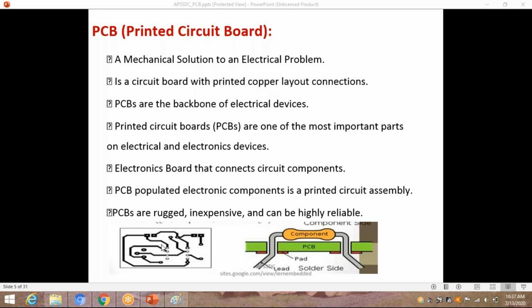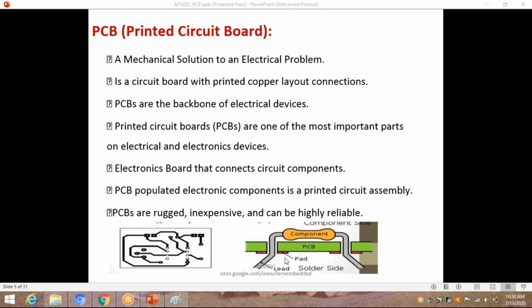Okay, guys. You can observe the images. These are called the copper layout connections between components. Components are nothing but electronics like resistors, capacitors, and so on. On the right side, you can observe a diagram of a resistor placed on a PCB. Here you can observe some of the indications. The component is a resistor and it is placed through a PCB board.